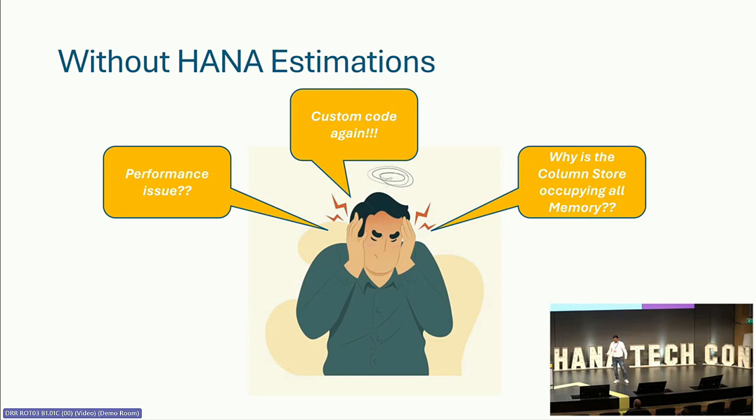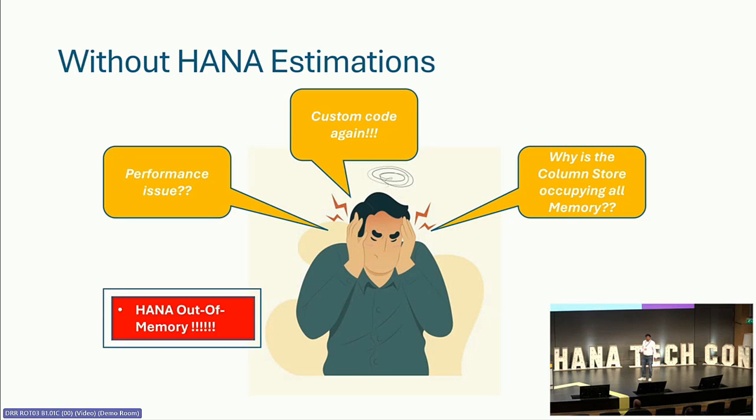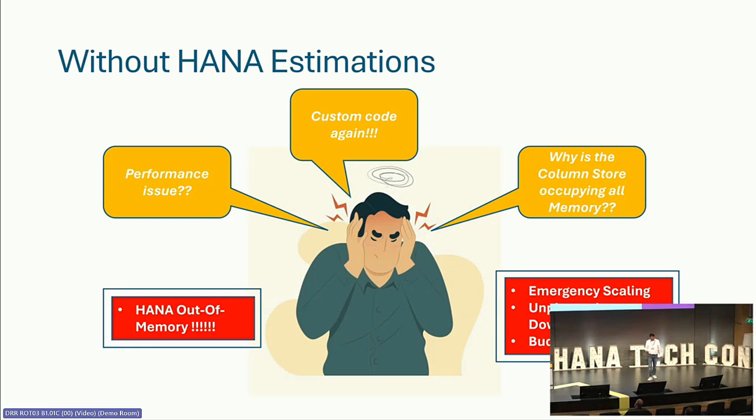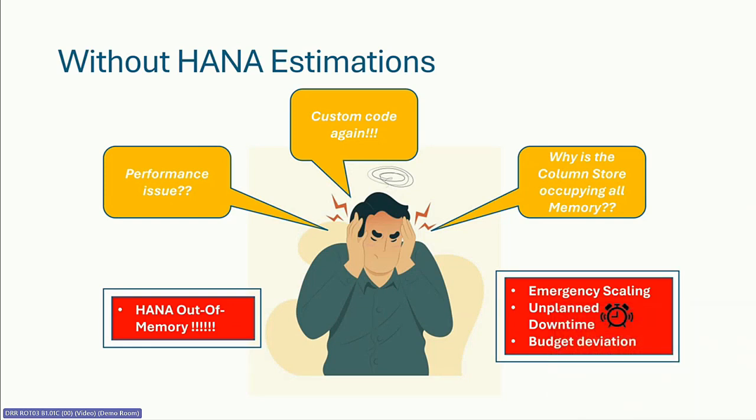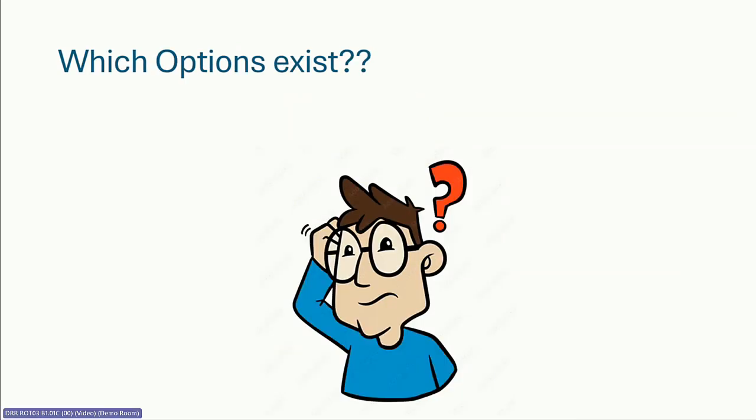This is what I keep trying to explain to the developers. Nothing has changed, but things may not work as before. As a result, you will land in a typical HANA out-of-memory situation. And then what happens? You need to scale in an emergency manner, leading to some unplanned downtimes, and then, needless to say, budget deviations.